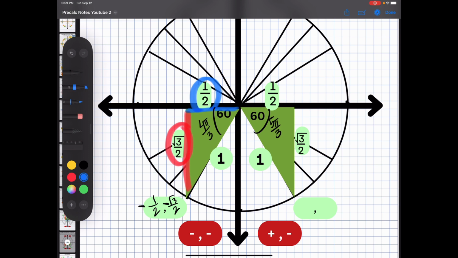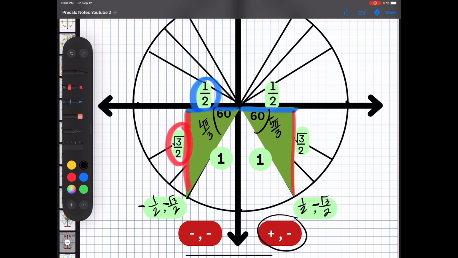Lastly, I have 5 pi over 3. The cosine is 1/2. And the sine is radical 3 over 2, making sure that my second value is negative.